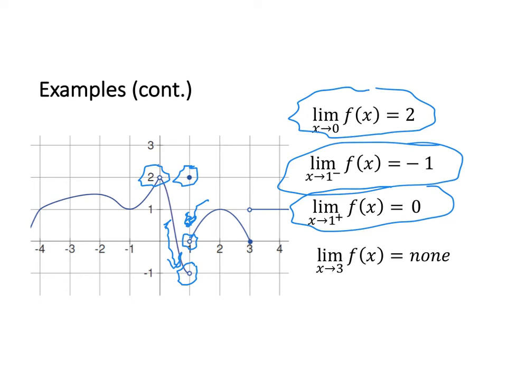Now, let's look at one last thing here, and that's as x approaches 3. Now, there's no plus or minus, so that means we're approaching from the left and the right. Well, the left side approaches this value, the right side approaches this value, so therefore in this case the limit does not exist, or there is no limit.